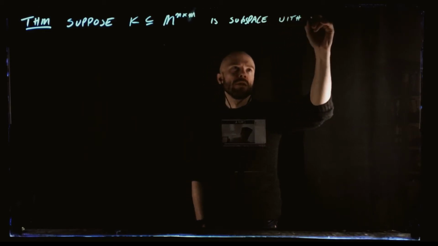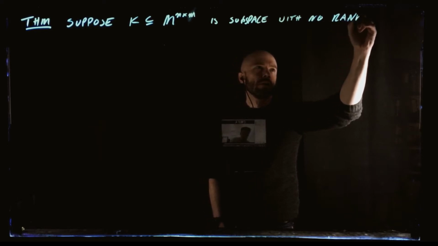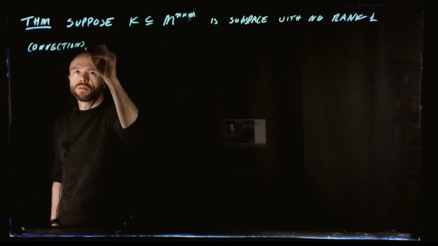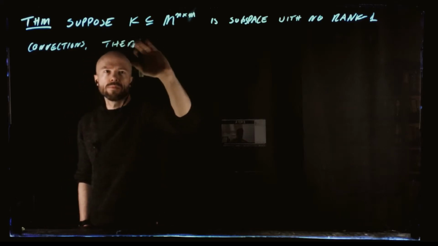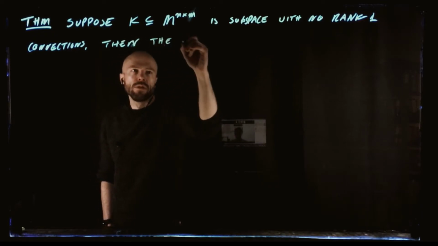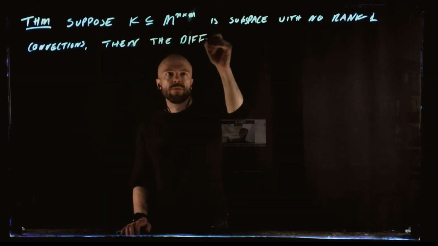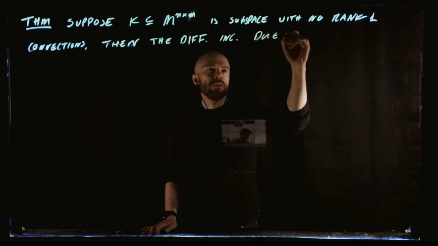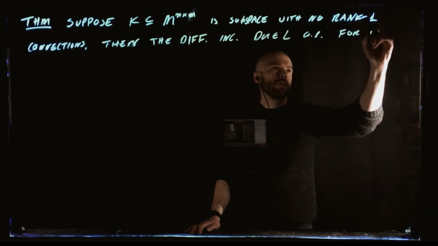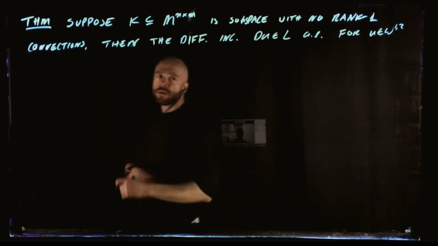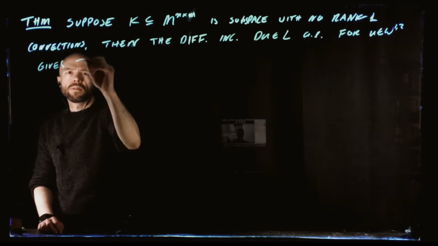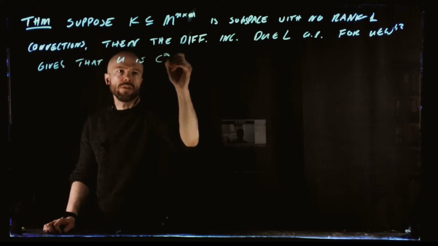With no rank 1 connections. Then the differential inclusion, the gradient of U belongs to K almost everywhere, for U belonging to W^{1,2}, improves regularity, and gives that U is C infinity.